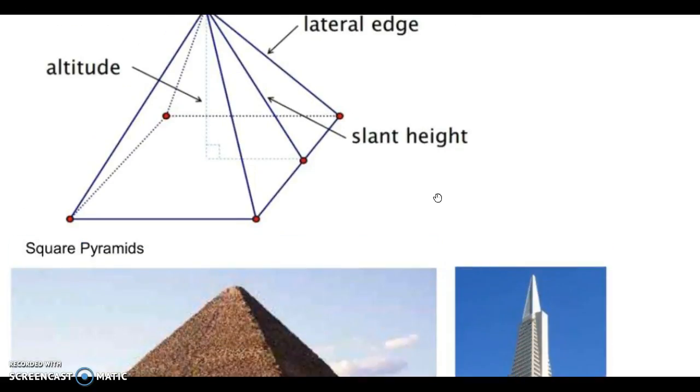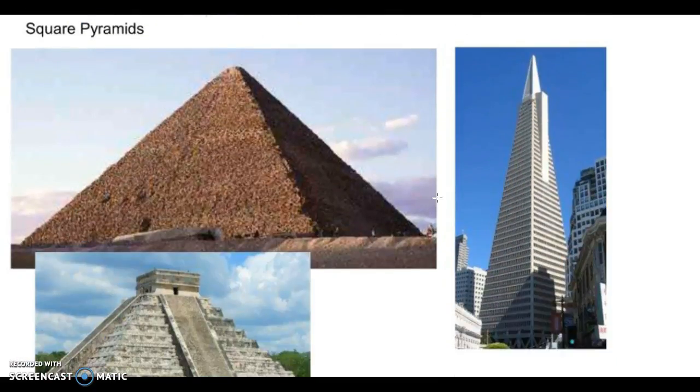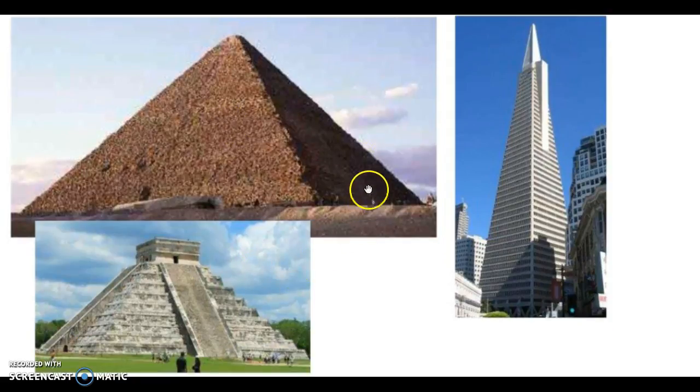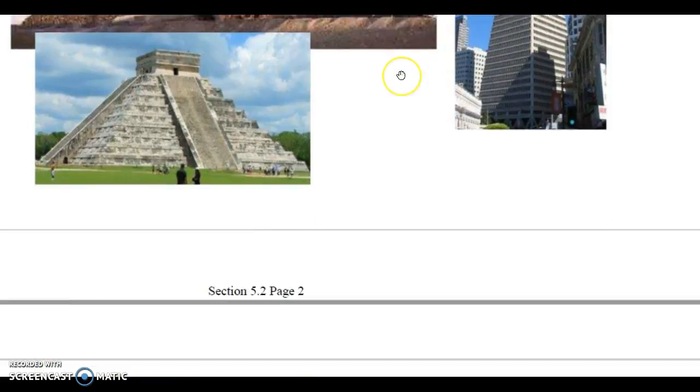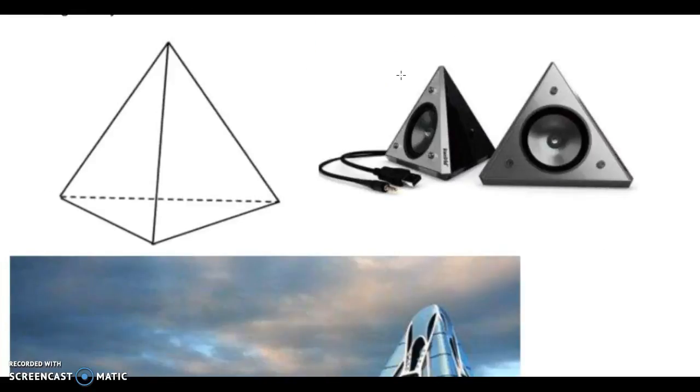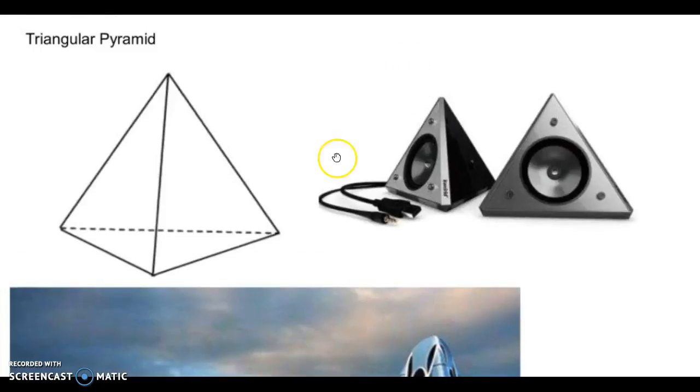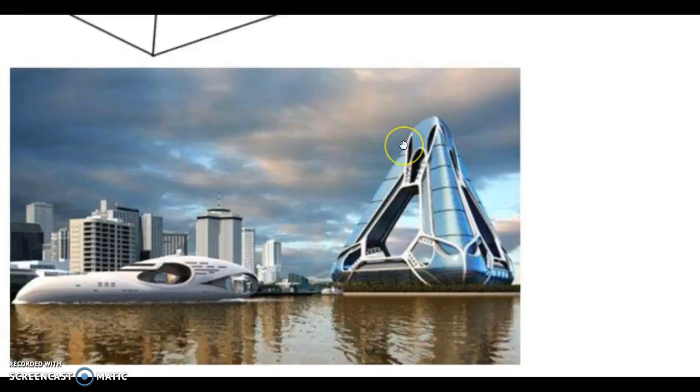Now we have many different types of pyramids, but the two main ones we're going to look at are square pyramids and triangular pyramids. These are examples of square pyramids. Again, the Great Pyramids of Egypt and then pyramids at Chichen Itza are all examples of square pyramids. Triangular pyramids are a little bit different because they have a triangle base versus a square base. But in general, you're looking at triangular faces as well.